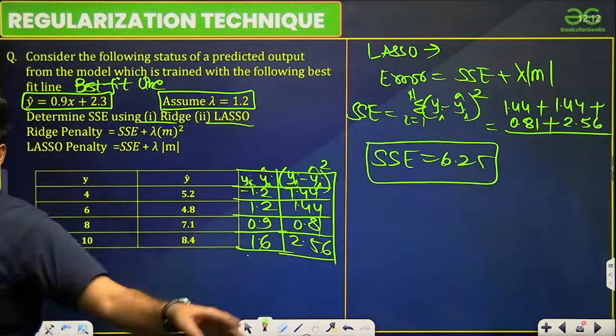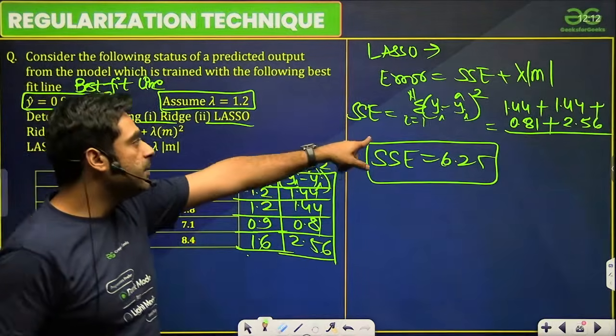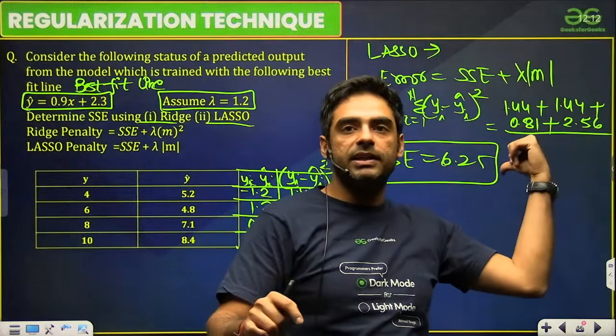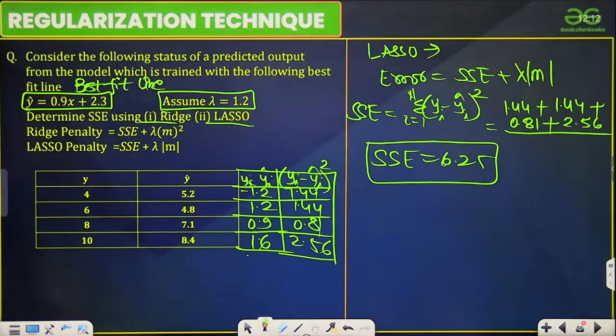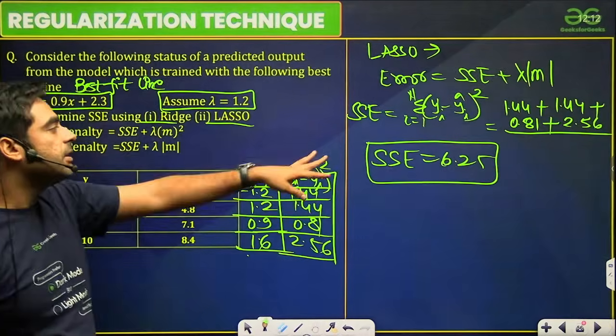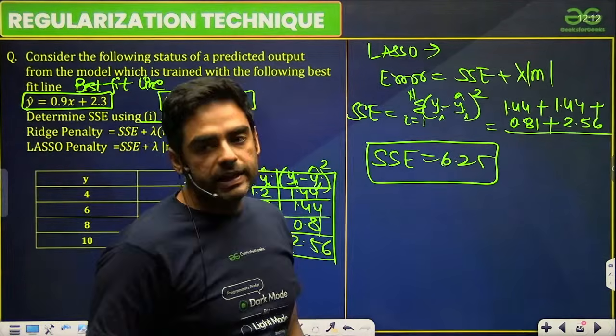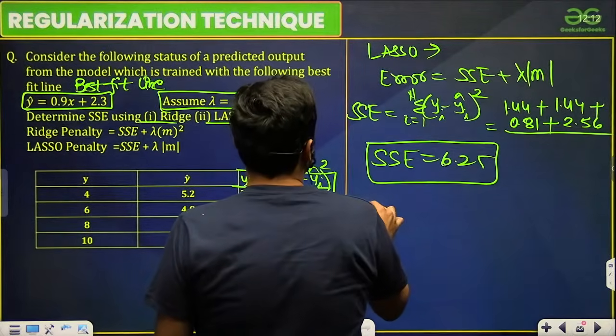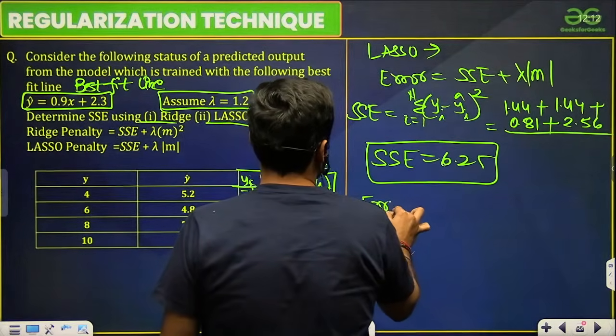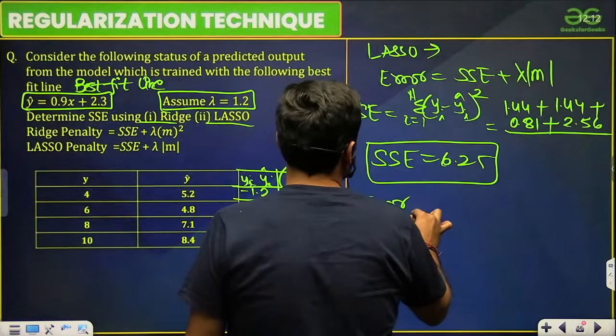I have written that incorrectly, the n was written by mistake. Please see to this. SSE is 6.25. Now I can calculate the error in case of lasso.